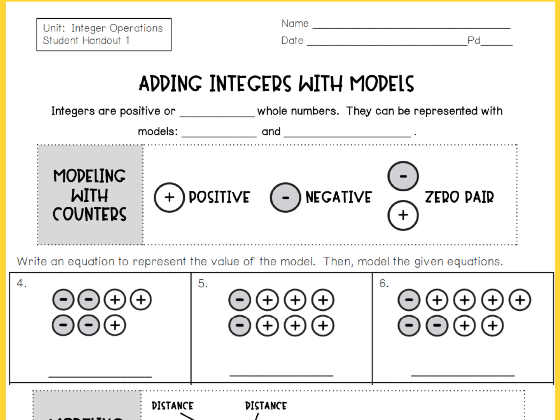Today, we will be adding integers with models. Integers are positive or negative whole numbers, and they can be represented with models. These models include counters and number lines.